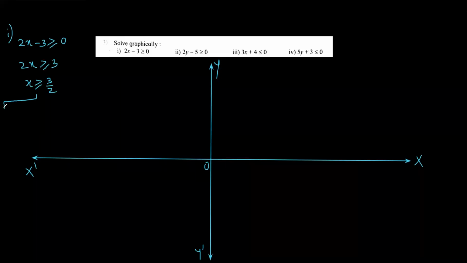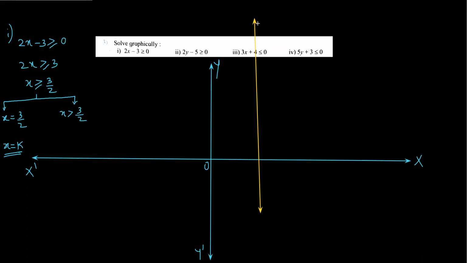Now once again, students, you notice that in this you have got a line and an inequation. The line here is x equals 3 by 2 and the inequation part is x greater than 3 by 2. I will first plot the line x equals 3 by 2. This line is in the form x equals k. Any equation in the form x equals k represents a line which is parallel to the y-axis.